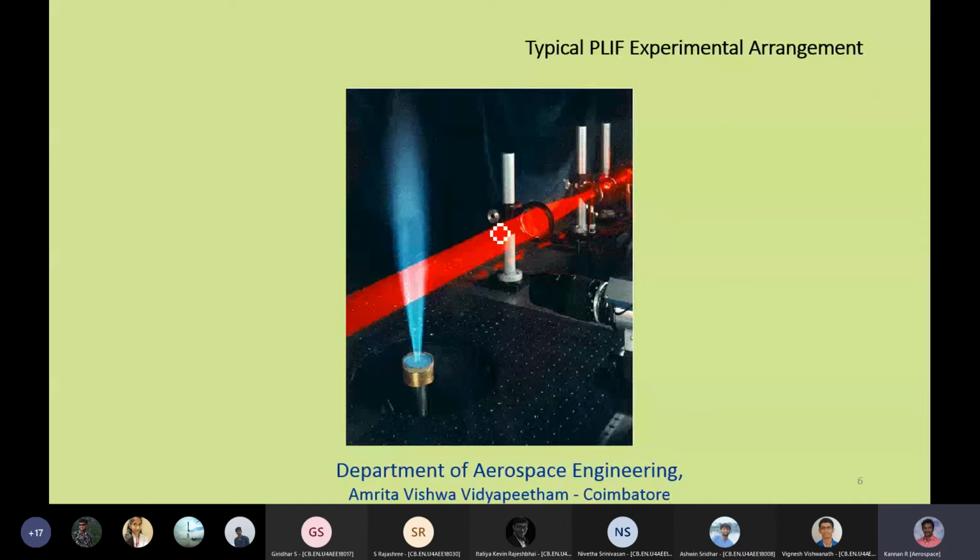So this is a typical PLIF arrangement. What are we seeing here? A laser beam is coming, and with the help of a set of lenses we are converting the beam into a sheet. It is going to be passed through your zone of interest where you want to measure.